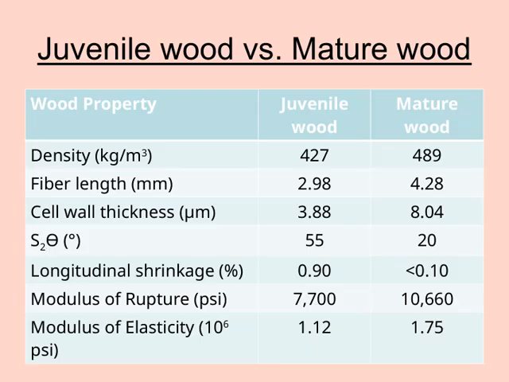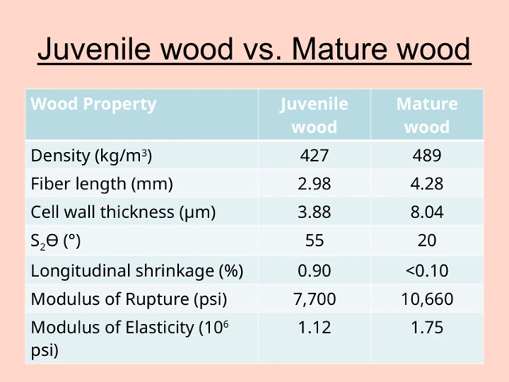Let's take a closer look at the differences between juvenile wood and mature wood. Starting with density, juvenile wood has a density of about 427 kilograms per cubic meter, whereas mature wood is denser at around 489 kilograms per cubic meter. This means that as the tree ages, its wood generally becomes stronger and more compact.